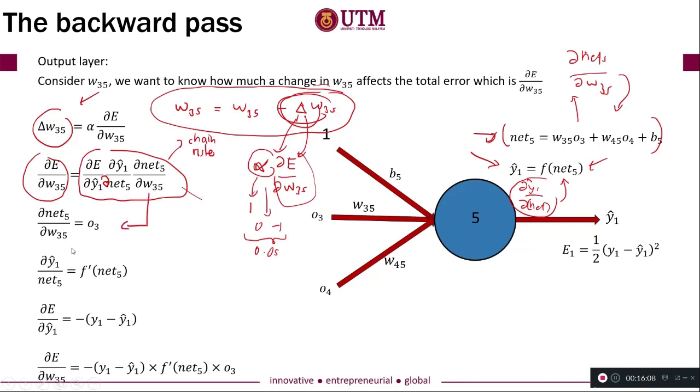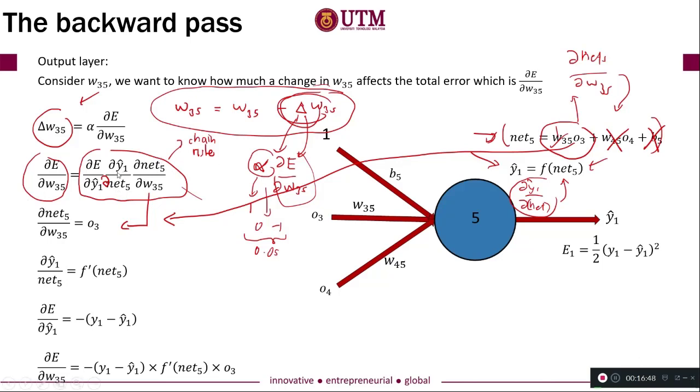So this one you derive with respect to W35, which means that you will cancel this one, you will cancel this one because it's a constant, it's not a variable. The one that consists of a variable is only this component. So the derivation of ∂net5 over ∂W35, this one becomes 1, so that's why you have O3, which is this one. Okay, so that is for this component only.